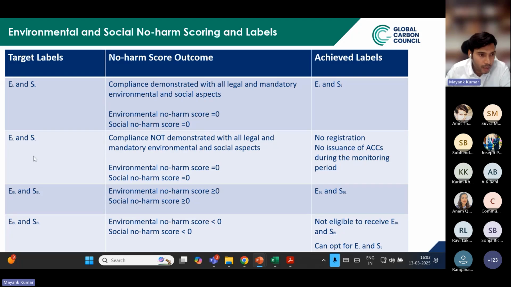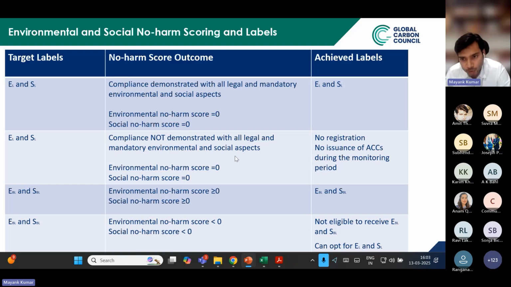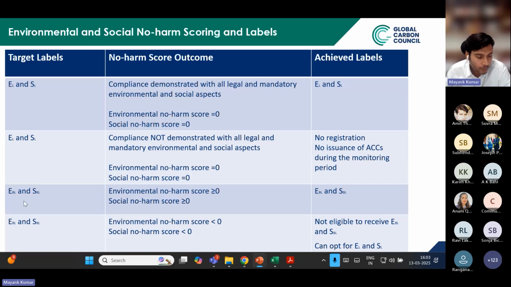If you're claiming EL and SL label, but you are not able to demonstrate compliance with the legal and mandatory requirements ex ante or ex post, then there is no registration and issuance of ACCs. Similarly, if you are applying for enhanced labels, and if the environmental no harm score is equal to or greater than 0, then you can claim for EL and SBL label. If it's less than 0, then you are not eligible to receive enhanced labels, but you can opt for EL and SL label. So this applies during registration as well.